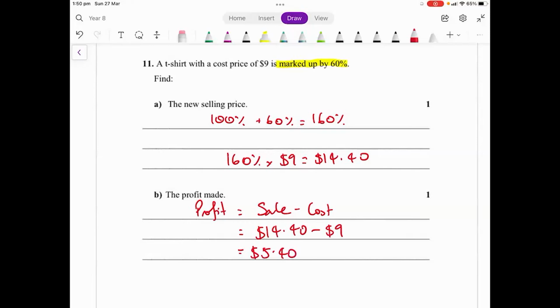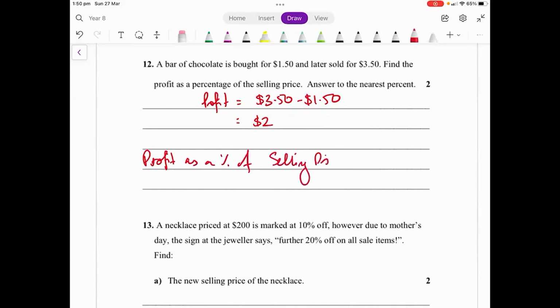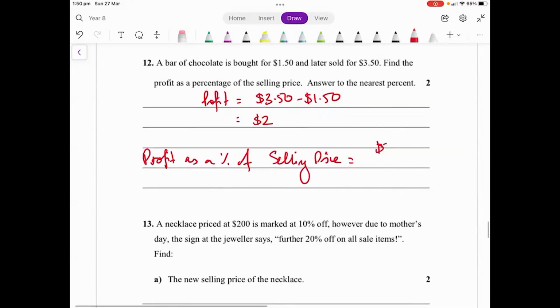A bar of chocolate is bought for $1.50 and later sold for $3.50. Find the profit as a percentage of the selling price. Firstly, we need to work out how much profit was made. That's selling price minus cost price, $3.50 minus $1.50, which is $2. Now we can calculate the profit as a percentage of the selling price. It's $2, that's the profit, over the selling price, which is $3.50. But that's a fraction, so we need to multiply it by 100 to get a percentage, and that gets us 57%.